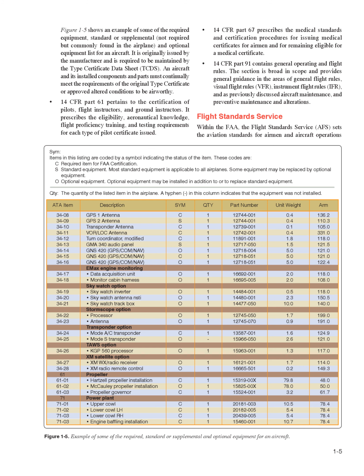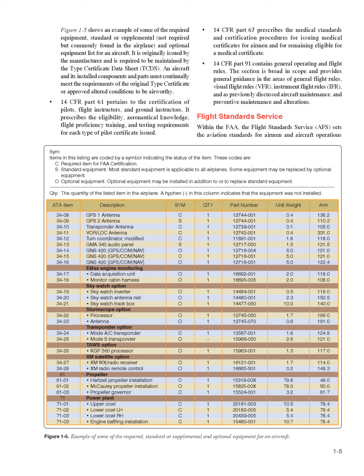Items in this listing are coded by a symbol indicating the status of the item. These codes are: C, required item for FAA certification. S, standard equipment. Most standard equipment is applicable to all airplanes. Some equipment may be replaced by optional. O, optional equipment. Optional equipment may be installed in addition to or to replace standard equipment. QTY, the quantity of the listed item in the airplane. A hyphen in this column indicates that the equipment was not installed.